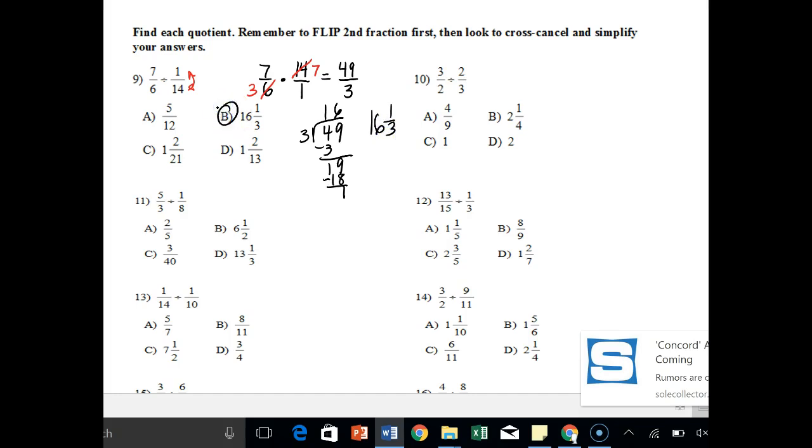If I were you, I'd pause, rewind, make sure I understand it, and then try and do number 10. Number 11, 5 and 3, 1 and 8. Before you say there's nothing to cross-cancel, make sure you flip your fraction.